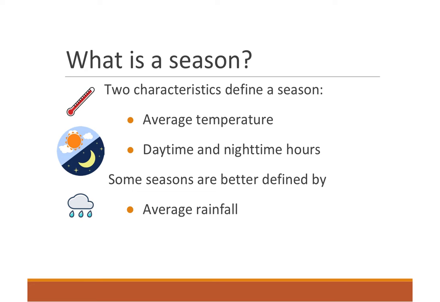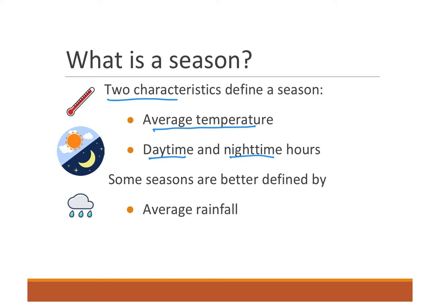So there are two characteristics that we're going to be using to define a season. The first one is the average temperature. Is it hot? Is it cold? Is it somewhere in between? And then the second characteristic is the length of the daytime and nighttime hours, because it does change. There are times where we have more daylight hours in the year, and there are other times of the year where we have less daylight hours.